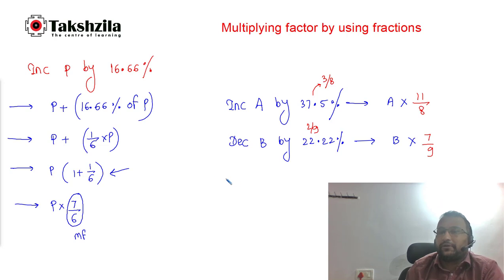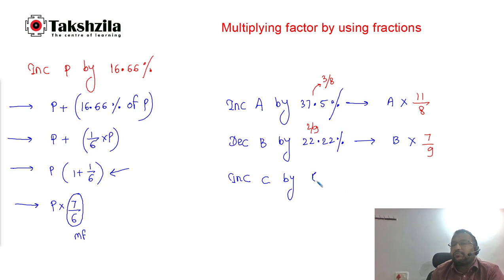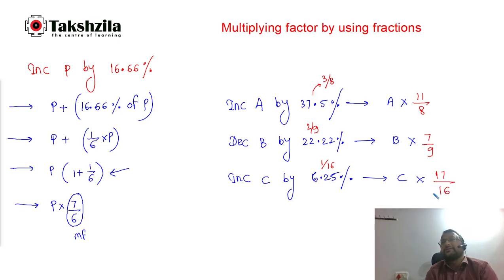Let's take one more example. If I want to increase C by, let's say, 6.25%, by which fraction shall we multiply C? Now we know that 6.25% is nothing but 1 by 16. So we should multiply C by 1 plus 1 by 16, that is nothing but 17 by 16. This is how we can use the multiplying factor by using fractions.